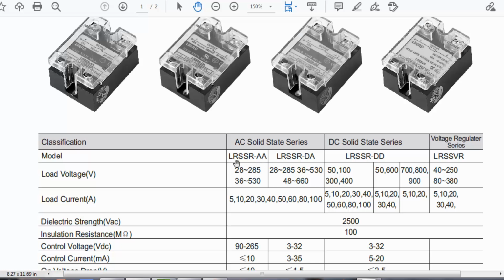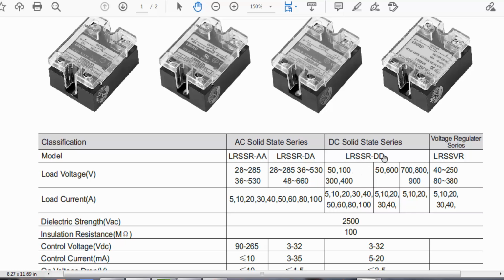The model is LRSSAA. AC solid state, DC solid state, and voltage regulators. In AC solid state, it has different load voltages, 28 to 285 volt, or 36 to 530 volt. And the second category here is the DA model. The DA model is used to drive this type of voltage, 28 to 285, 36 to 530, different ranges.